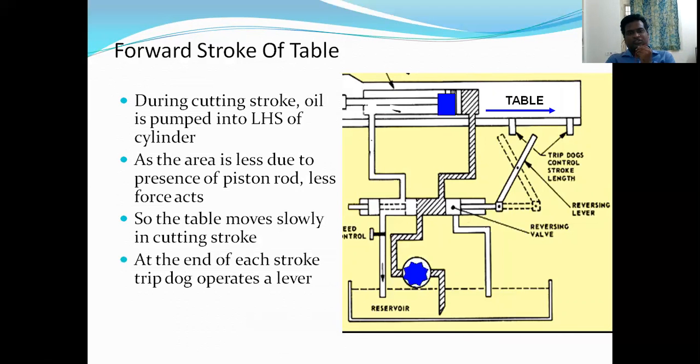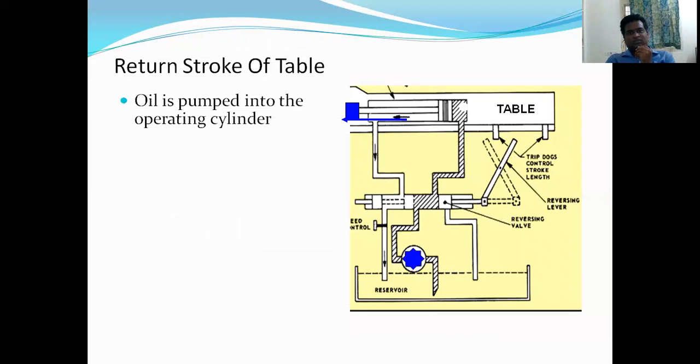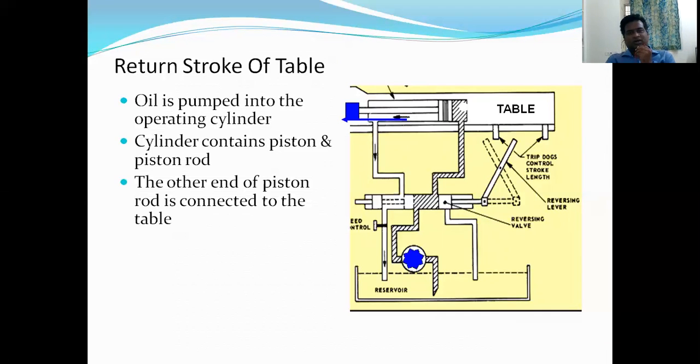At the end of each stroke, trip dog operates a lever. So lever actuates the control valve of the circuit. So oil is pumped into the operating cylinder. The cylinder contains piston and piston rod. So the other end of the piston rod is connected to the table.